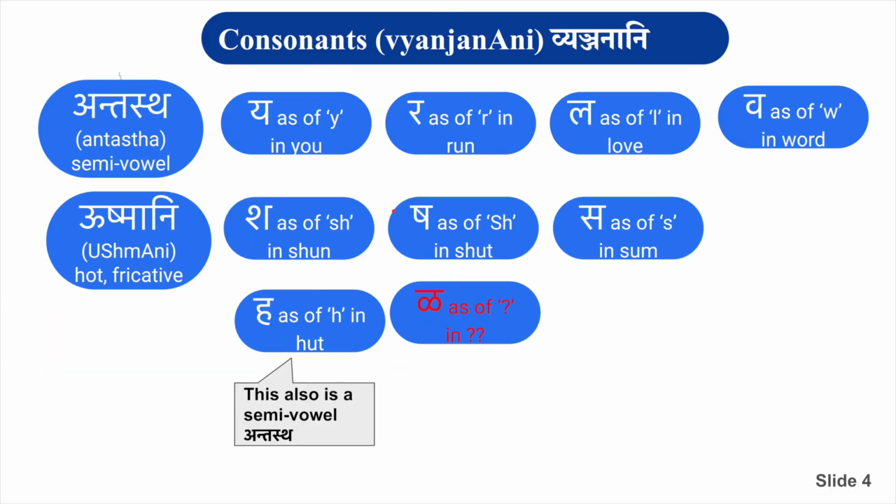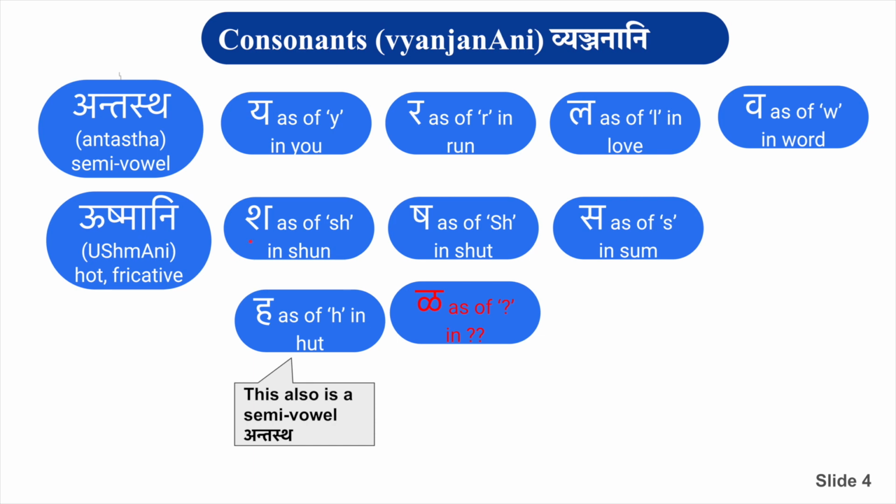The other 9 consonants remaining are in these 3 groups. First group is of y, r, l, w. Y as of y in you, r as of r in run, l as of l in love, w as of w in world. Actually, technically, these all 4 pronunciations are called semi-vowels. And because these pronunciations happen more or less inside the mouth, in Sanskrit they are called antasthas.